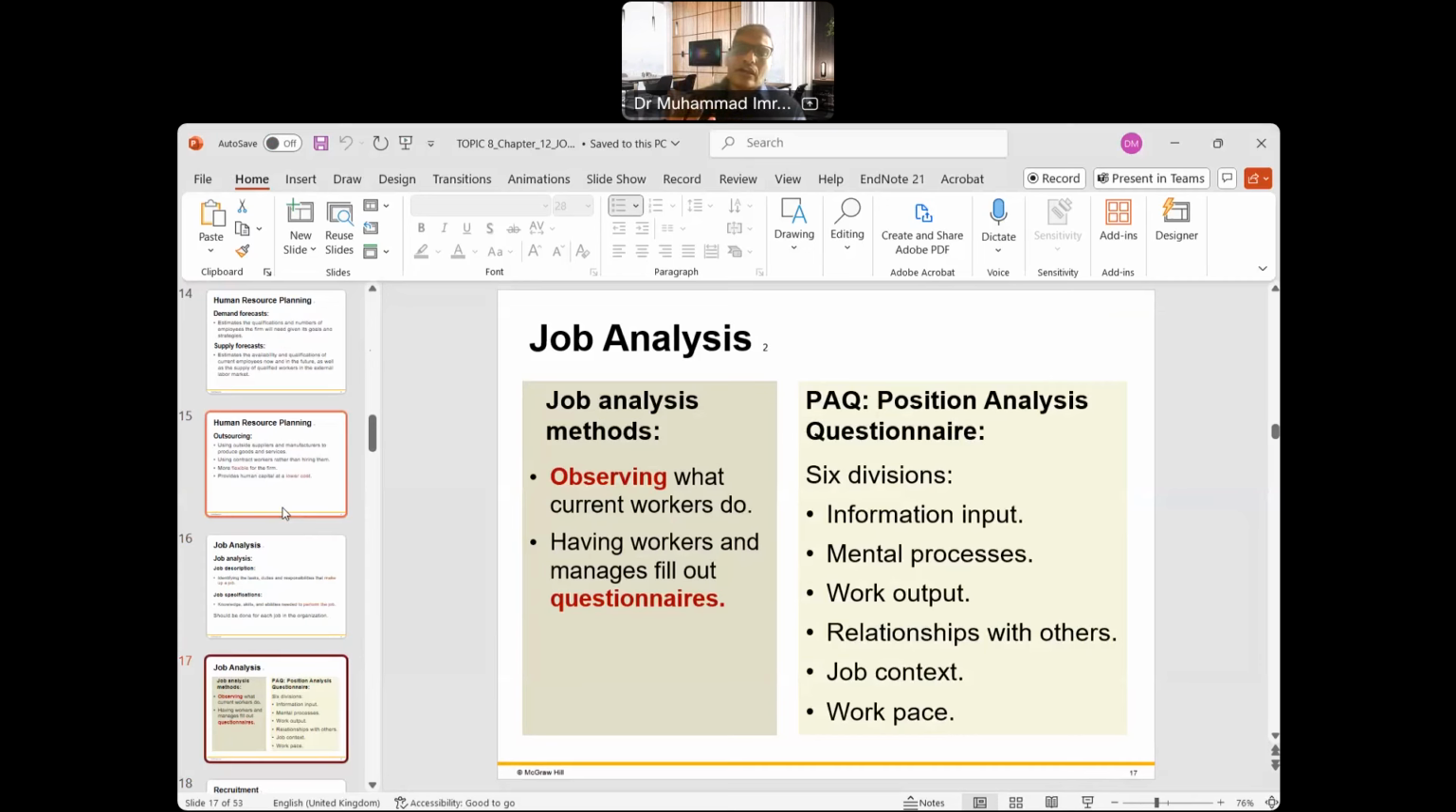Okay, what are they producing? Relationship with others, like peers and other fellows. Okay, job context. Job context is okay. Let me explain here to make it easier for you.